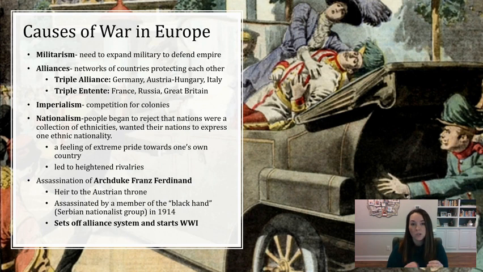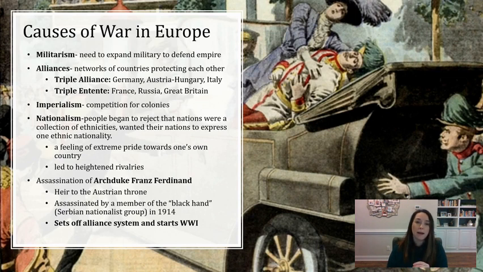And so you have an internal conflict within these empires, in addition to the growing tension among the European powers with one another. It basically created a climate in Europe that was just ready for one thing to set everything off. That immediate cause of World War I is going to be the assassination of Archduke Franz Ferdinand. He was the heir to the Austro-Hungarian throne.